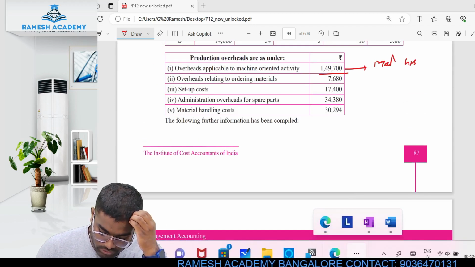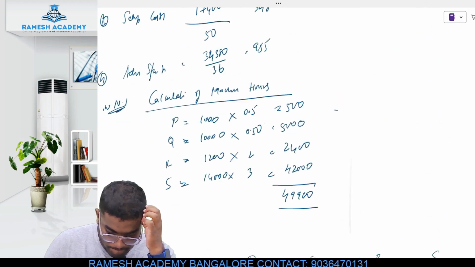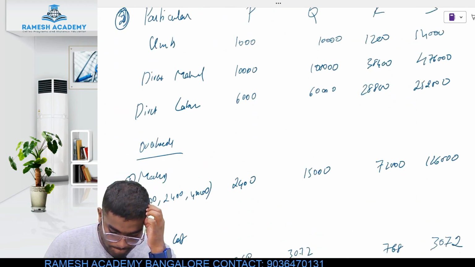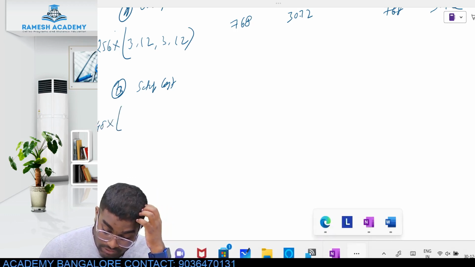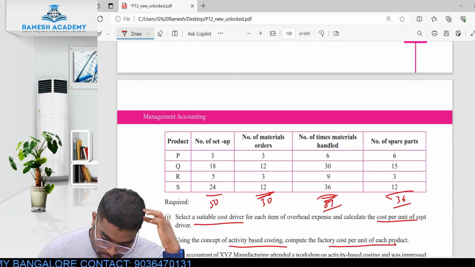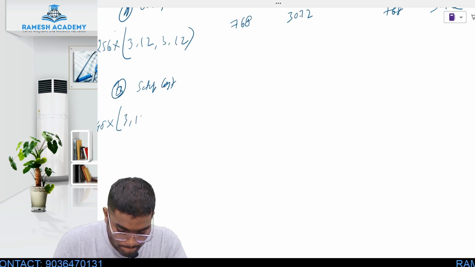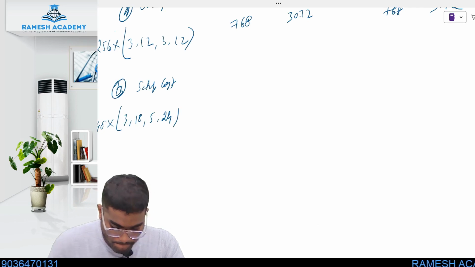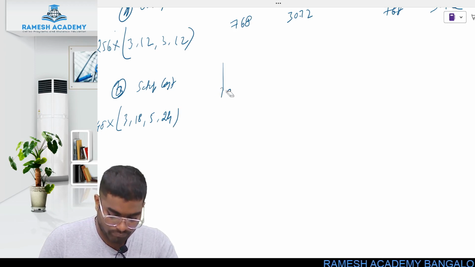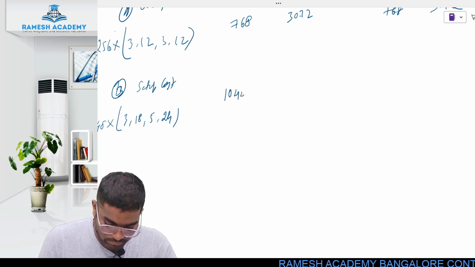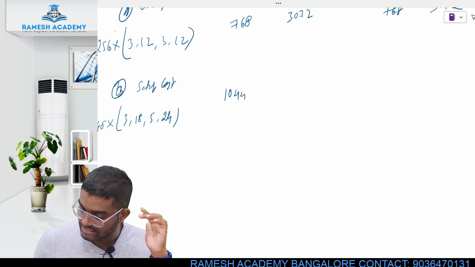Setup cost 17,400. So setup. 348. Number of setups is 3, 18, 5 and 24. 348 into 3 is 1044. So pure labor work, guys. That's the reason it is a bit boring. Please do not get bored, because the ultimate agenda is to pass in examination.